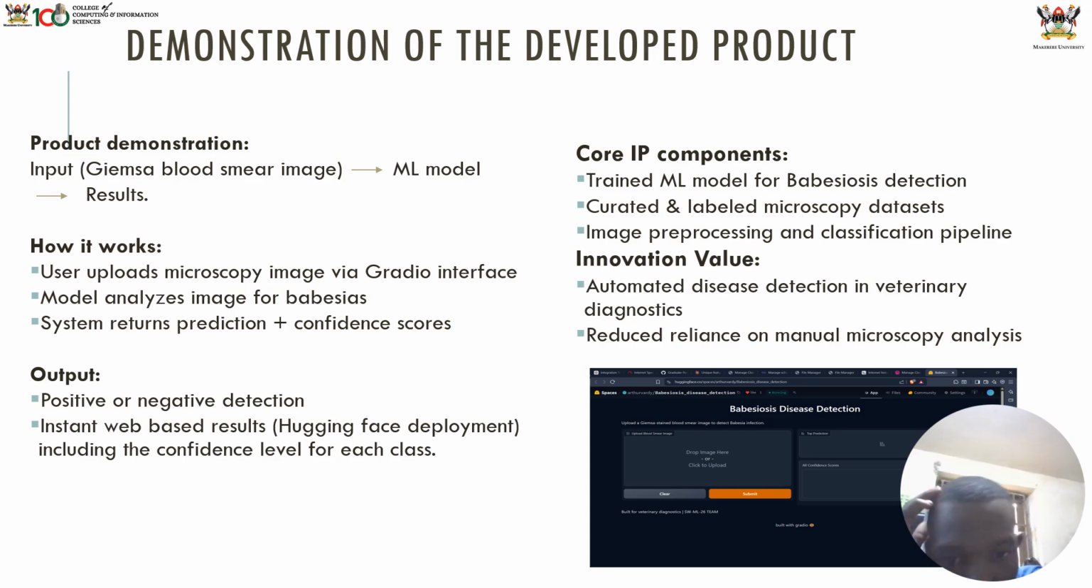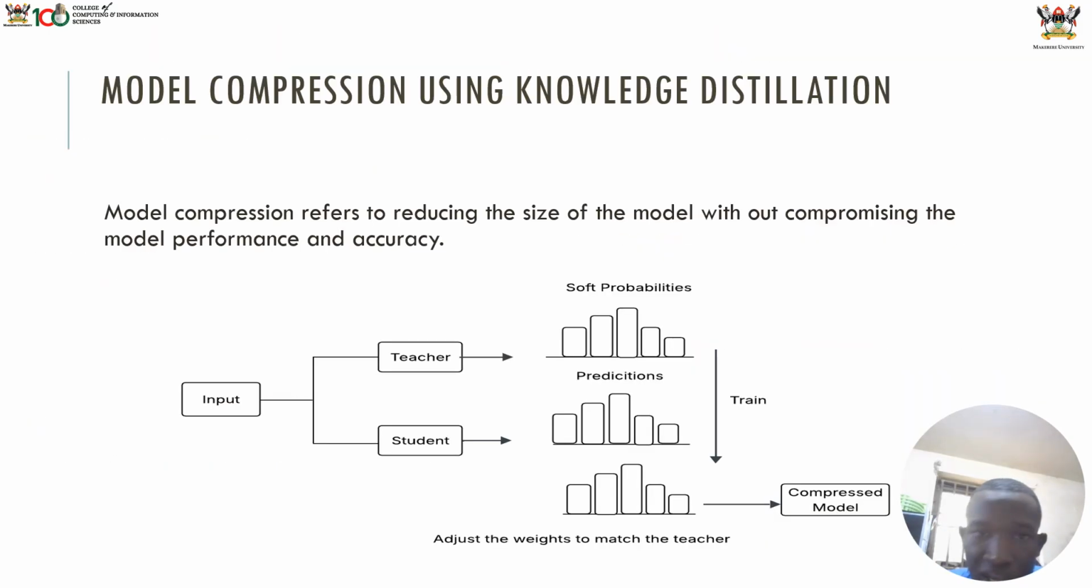Then we have the innovation value. We made disease detection in veterinary diagnosis, with reduced reliance on manual microscopic analysis. That's one of the innovations that we applied. So it's no longer done manually.